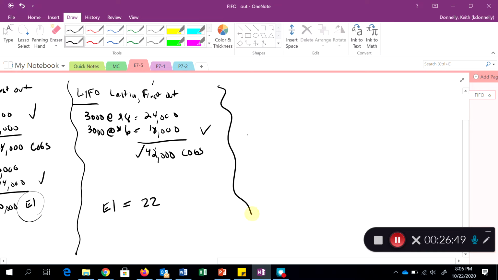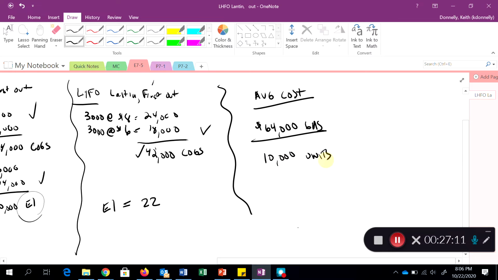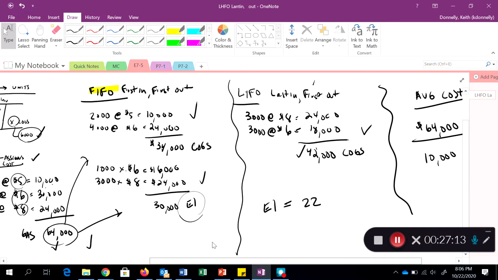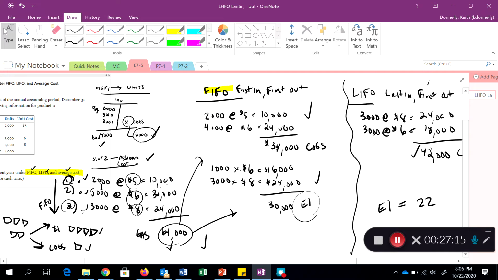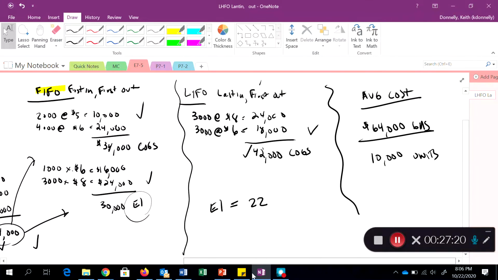The last one here is average cost. So when we do this average cost, what we said is, hey, we know our goods available for sale are 64,000. We also know we have 10,000 units. How did we get that? Well, it would be 2 plus 5 plus 3. That's where we got the 10,000.